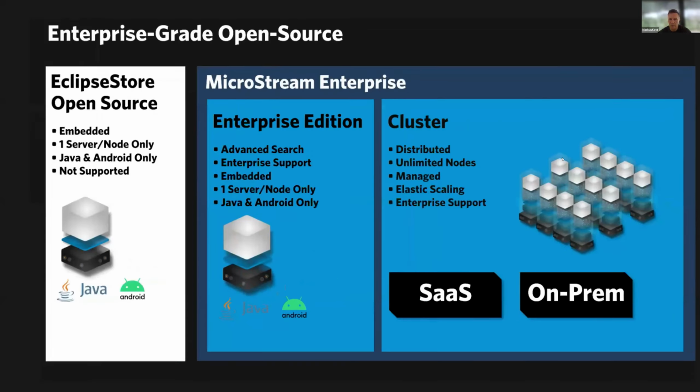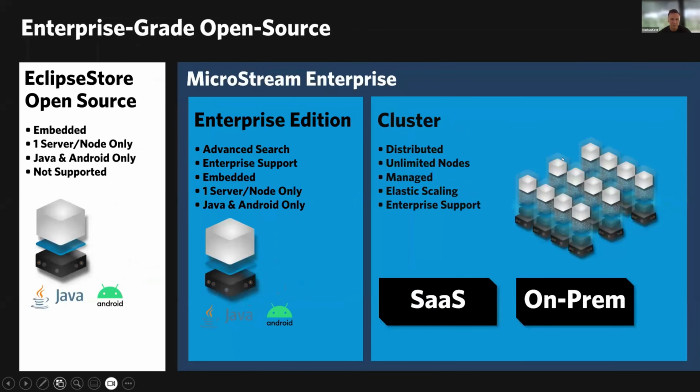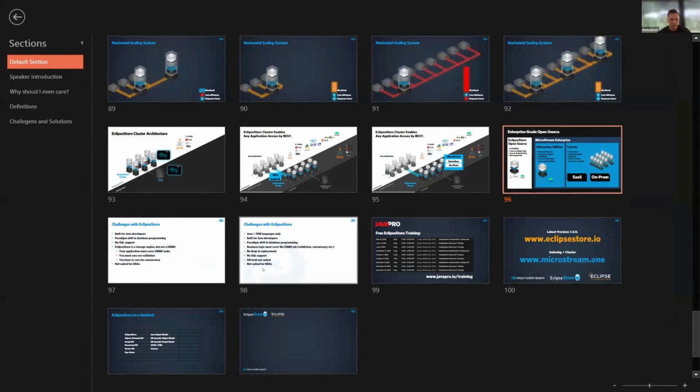Here is an overview about the products provided by MicroStream. So the core, of course, is EclipseStore open source technology, and we provide an advanced search index API and fully automated lazy loading concept, and the EclipseStore cluster solution on premise and as a service, software as a service at AWS currently. So we are almost done.